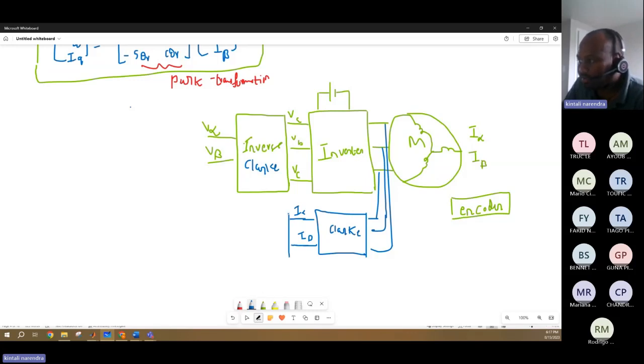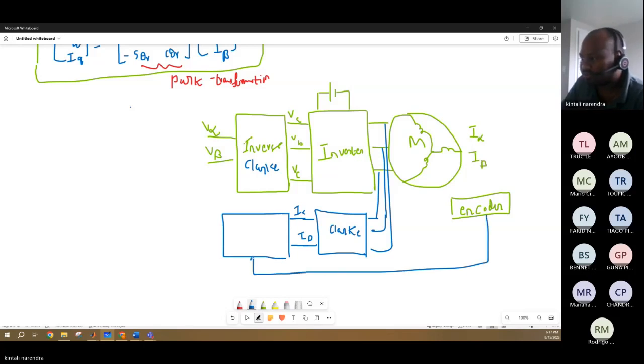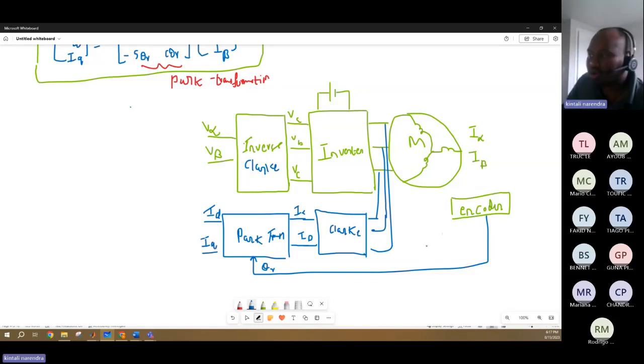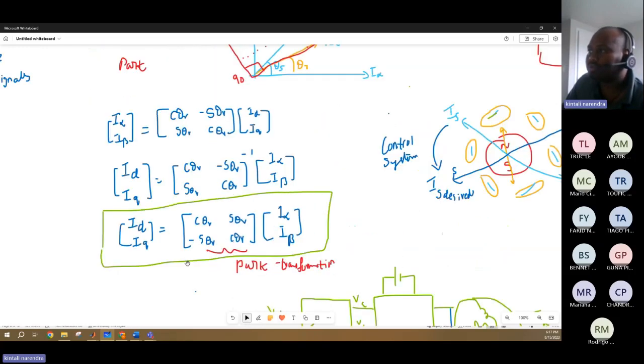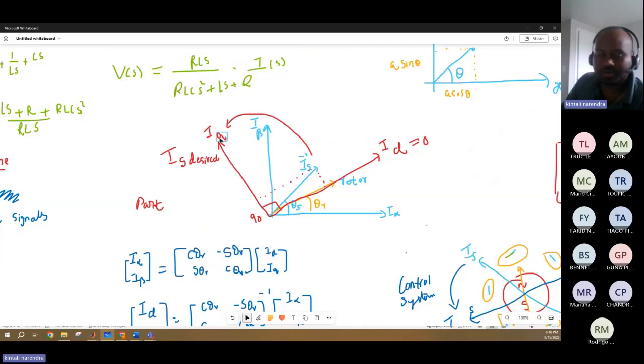To I alpha and I beta, you take the value of the encoder, you get theta R, and you apply Park transformation. And what do you get from the Park transformation? ID and IQ. Now, what is my aim? My aim is to push my IS to IQ, and I need to make ID equal to 0.